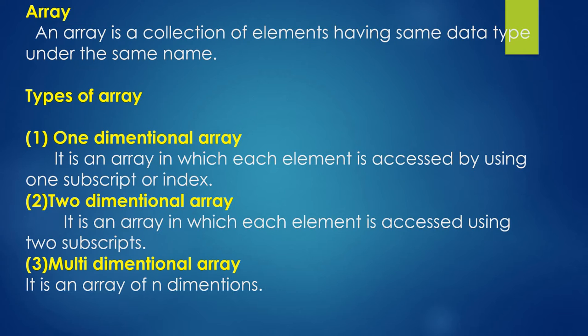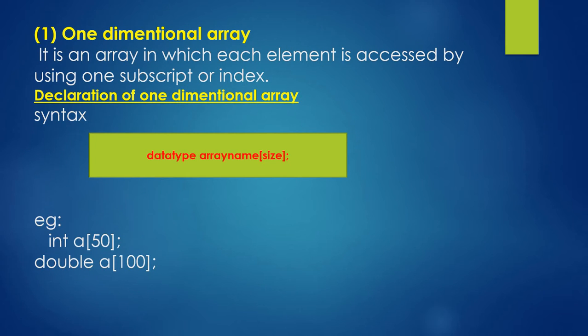Then a multi-dimensional array is an array of n dimensions. In this chapter, we are dealing with only the one-dimensional array and the two-dimensional array. First, the one-dimensional array. The definition is, it is an array in which each element is accessed by using one subscript or index. And also, this index has the data type integer. The data type of the array subscript should be an integer value.